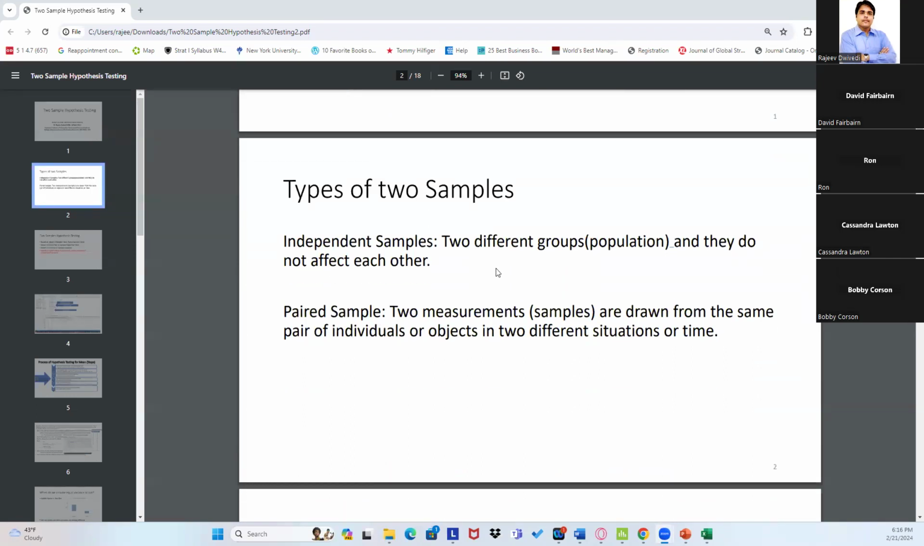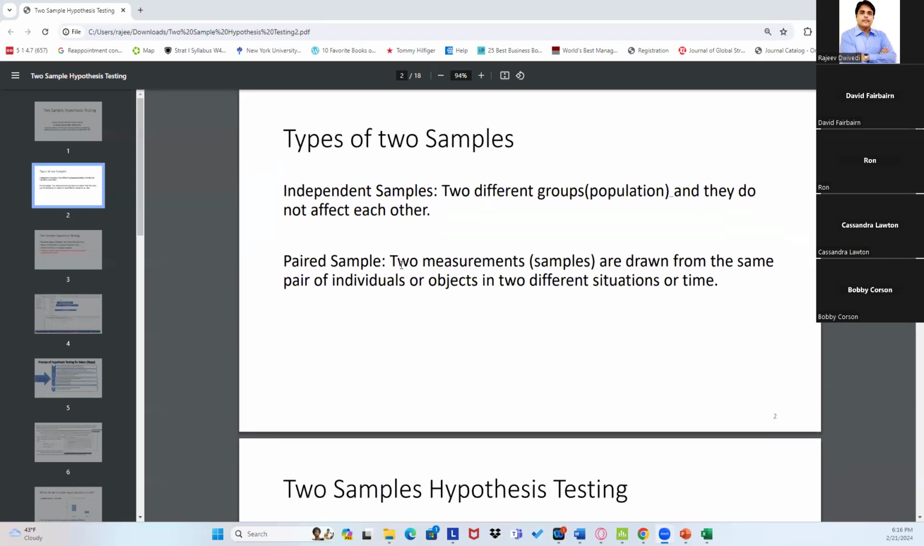They can be totally different groups, totally independent of each other, or a paired sample test. Paired sample means two different situations of the same event. So we are going to talk about these two things: two different populations, two different groups, that is called independent samples, and paired samples.